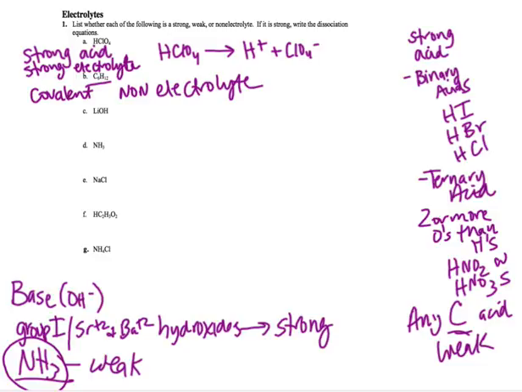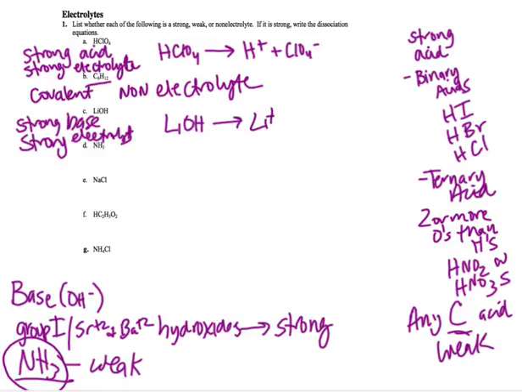Okay, what about LiOH? Strong base. It's a group 1 hydroxide. Strong bases are therefore strong electrolytes. So if I want to dissociate that into ions, what does it do? What two ions will this make? Li plus and OH minus, and that's what will make it conductive. Not slightly, very strongly conductive.